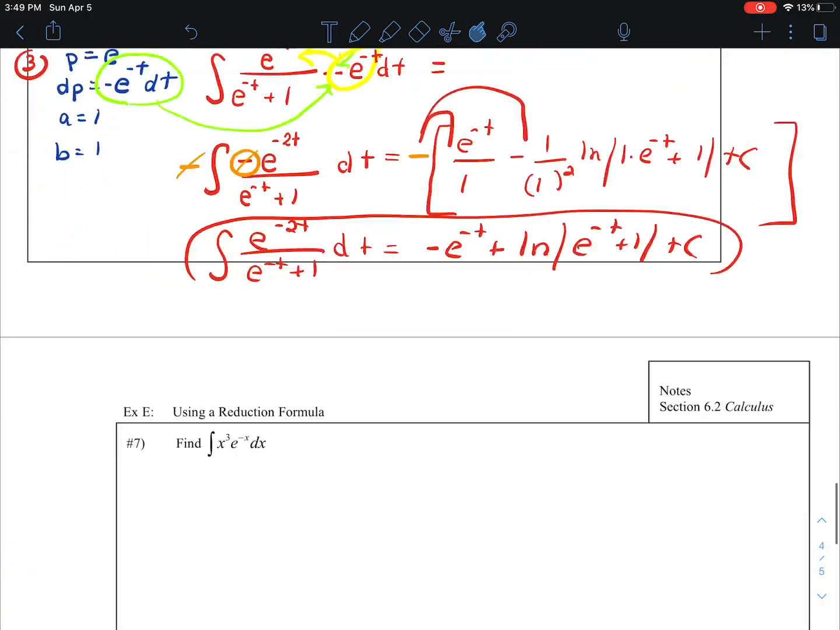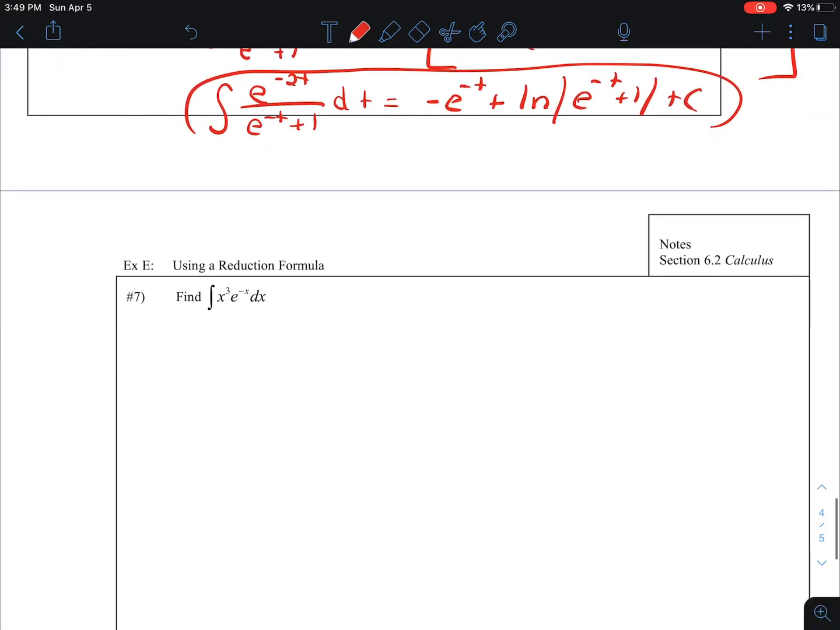Okay, so I'm going to go back to our problem here. I'm going to choose formula 21. I'm going to write out formula number 21 generically here.